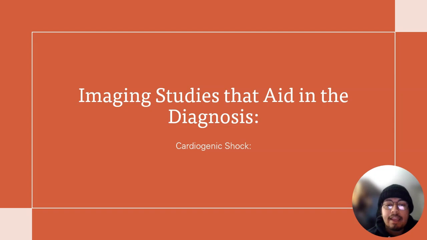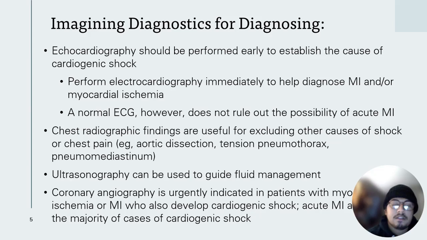Now, imaging studies that aid in the diagnosis of cardiogenic shock. We'll go over those. Imaging diagnostics for this type of shock will be an echocardiography. It's one of the main things that we would want to perform early to establish the cause of the shock, to immediately help diagnose an MI or myocardial ischemia.